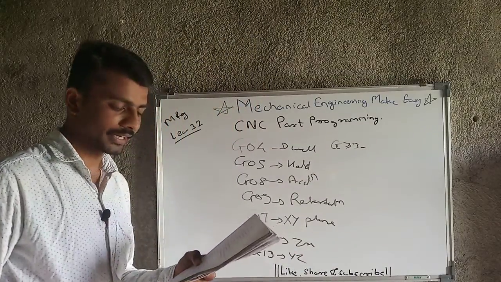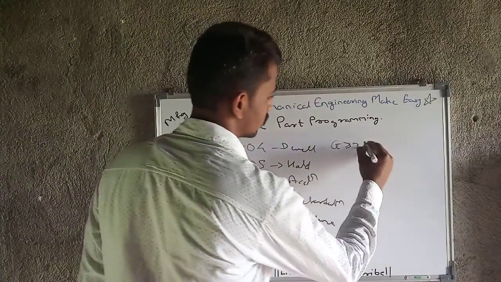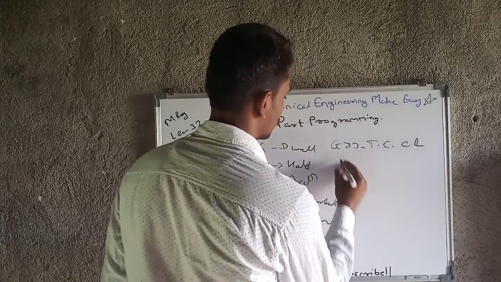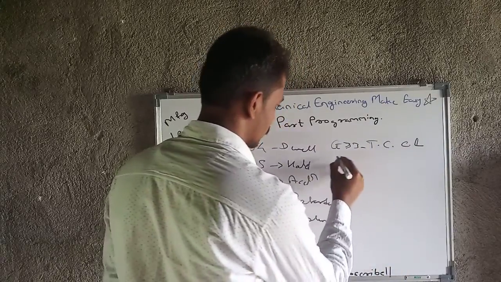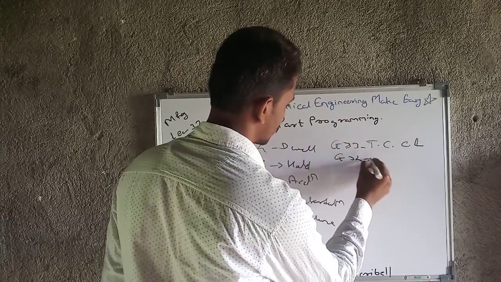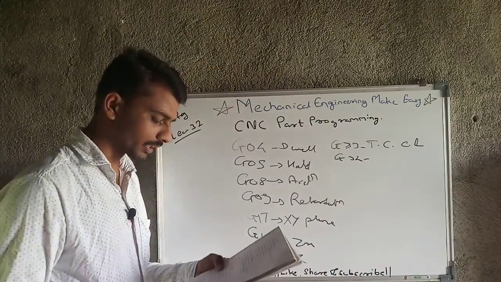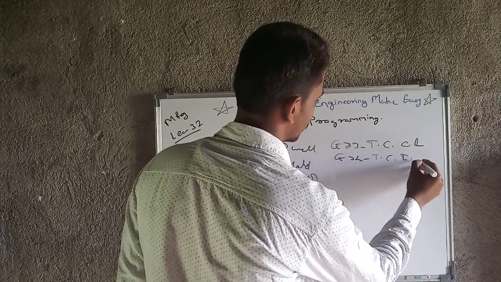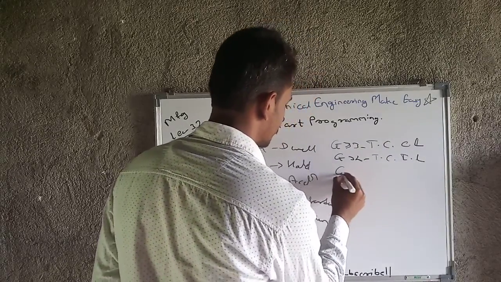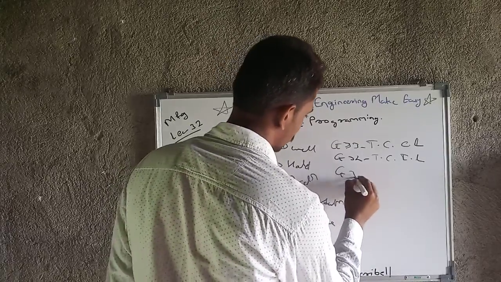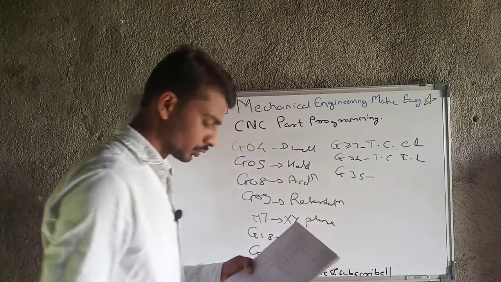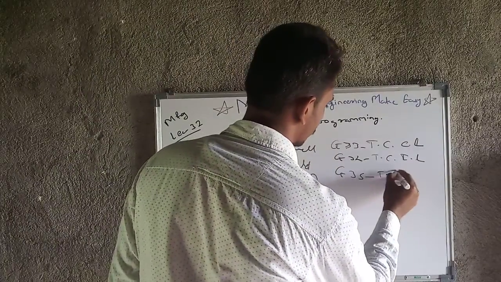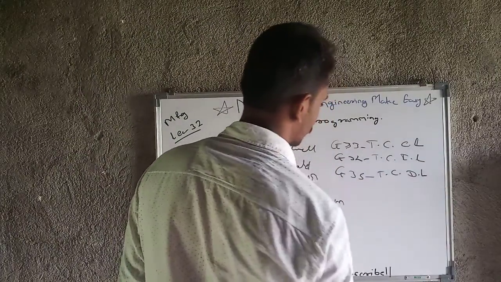Then there is G33. G33 is for thread cutting with constant lead. Then next is G34. G34 is also used for thread cutting but with increasing lead. Then G35, and it is used for the same, thread cutting, but with decreasing lead.